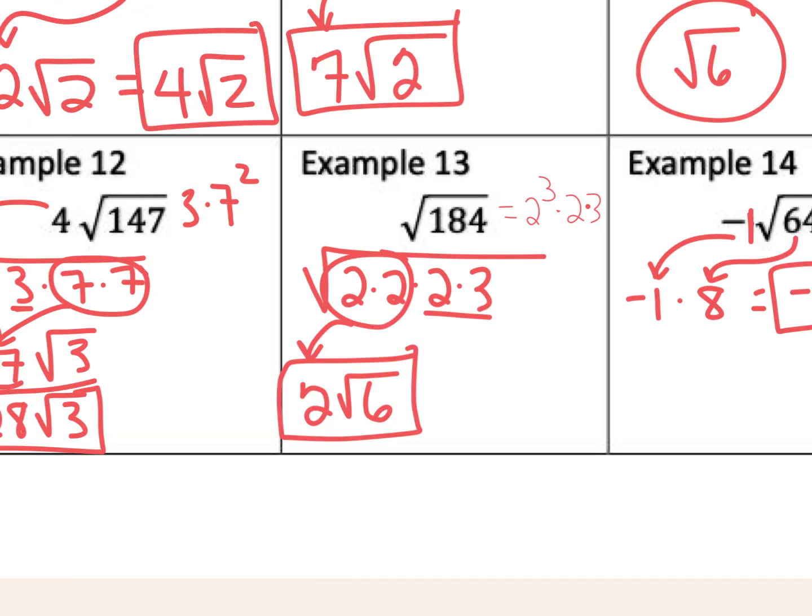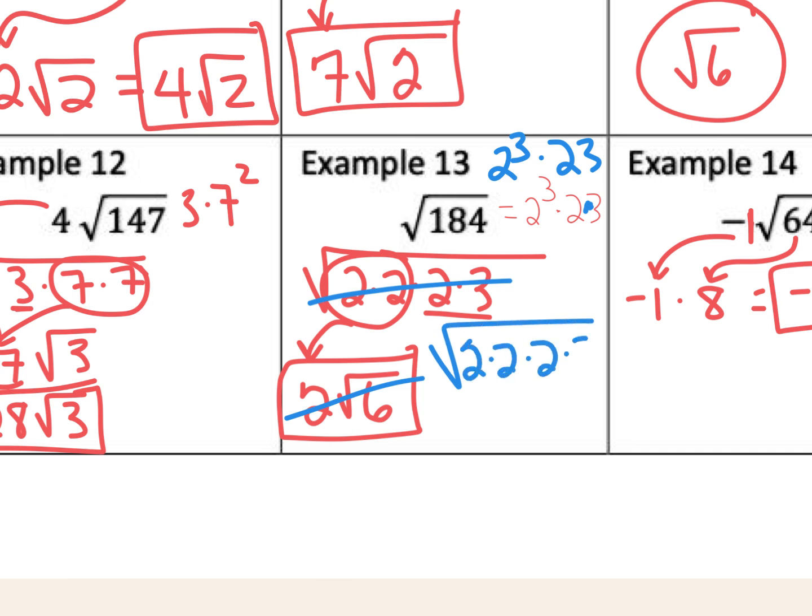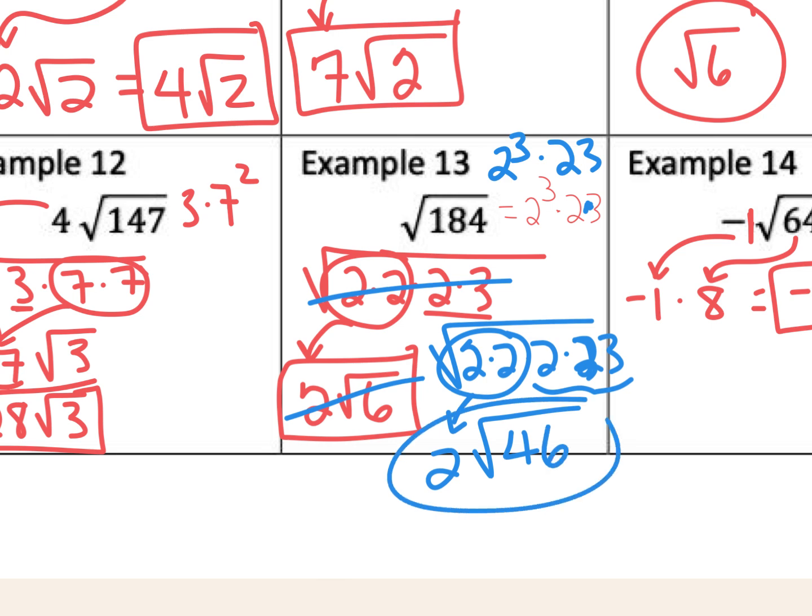So when I rewrote this, I wrote it incorrectly. So let's go back to 13. On this one, when I wrote it, I put that extra times there. So it's just 2 to the 3rd times 23. So this should say 2 times 2 times 2 times 23. So our pair is still 2. 2 times 23 is 46. That should be the correct answer.